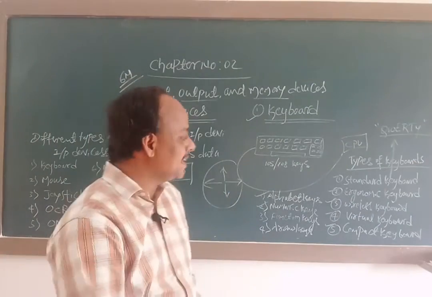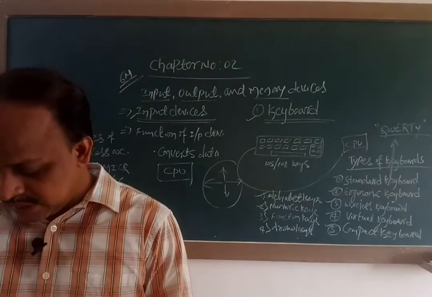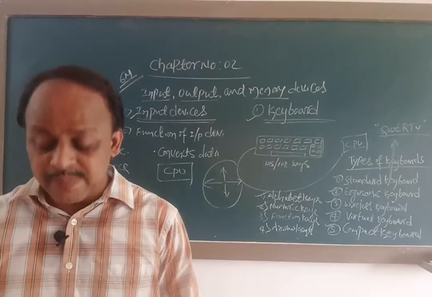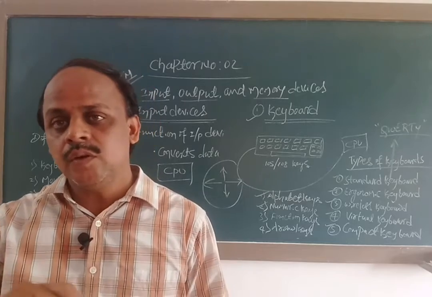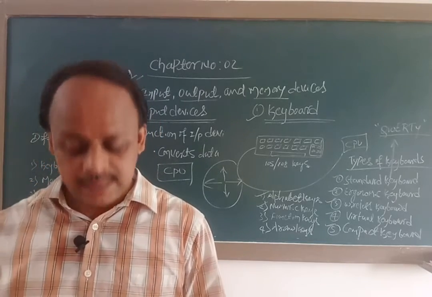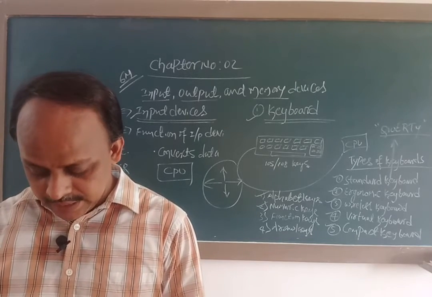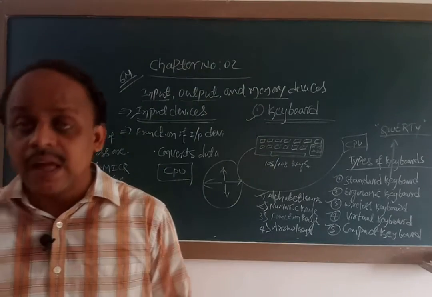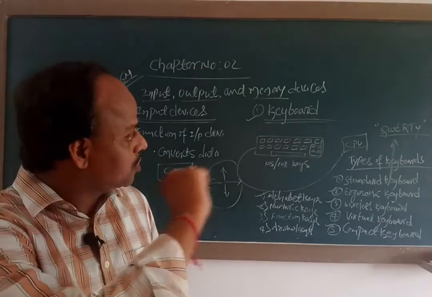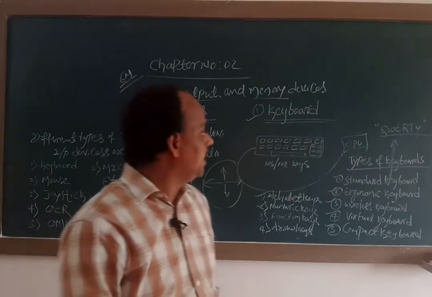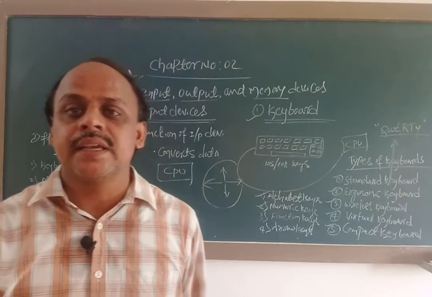What is a standard keyboard? These keyboards have a basic layout. Basic layout means it contains approximately 105 to 108 buttons on it, and the average number of keys is 105 to 108. This type of keyboard has alphabet keys. In the first row it contains the alphabets Q, W, E, R, T, Y. That's why this standard keyboard is also called QWERTY keyboard.